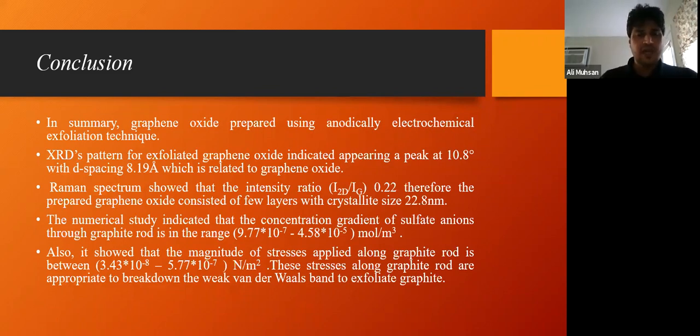The numerical study indicated that the concentration gradient of sulfide anions throughout the graphite rod is in the range 9.77 × 10^-7 to 4.85 × 10^-5 mole per cubic meter. Also, it showed that the magnitude of stresses applied along the graphite rod is between 3.43 × 10^-8 and 5.77 × 10^-7 newton per square meter. So these stresses along the graphite rod are proper to break down the weak van der Waals bonds to exfoliate graphite.